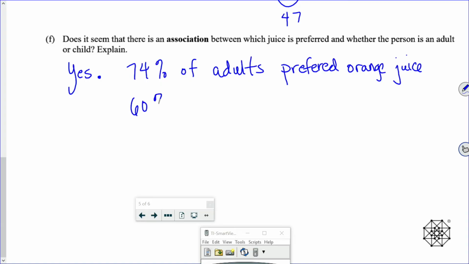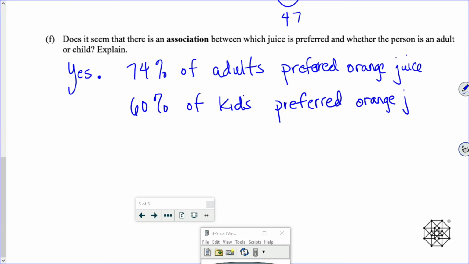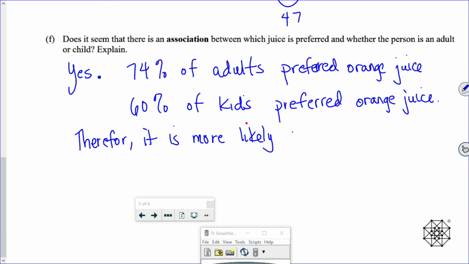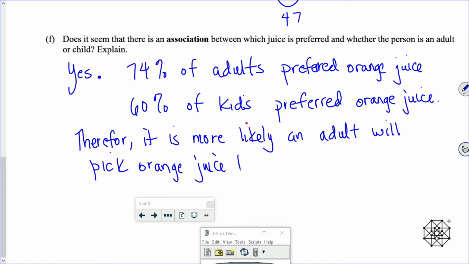So 60% of kids preferred orange juice, and therefore it is more likely an adult will pick orange juice than a kid will. That's generally the case.